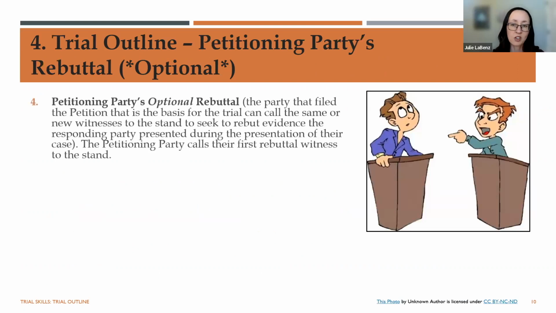So then the petitioning party has this optional rebuttal opportunity. The party that filed the petition, that is the basis for the trial, can call the same or new witnesses to the stand to seek to rebut evidence the responding party presented during the presentation of their case. The petitioning party calls their first rebuttal witness to the stand.